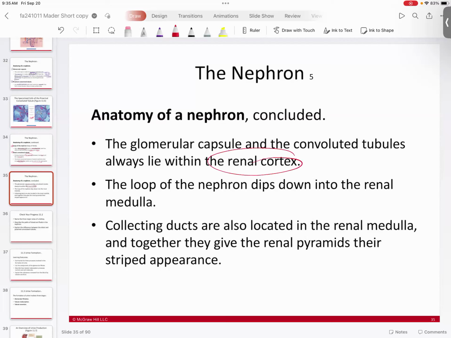So that's what that is. The loop of Henle dips down into the renal medulla. And the collecting ducts are also in the renal medulla, and they go all the way to the tips of the pyramids. That's what gives them their striped appearance.